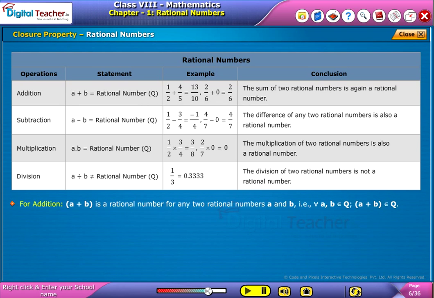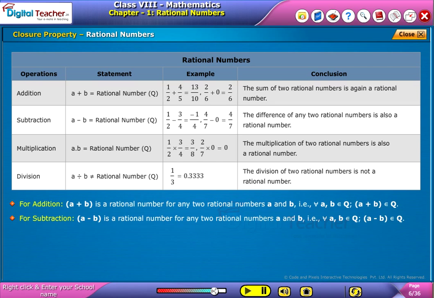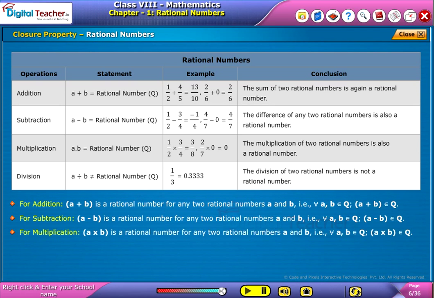For addition, a plus b is a rational number. A plus b belongs to Q. For subtraction, a minus b belongs to Q. Thus, a minus b belongs to Q. For multiplication, a into b.